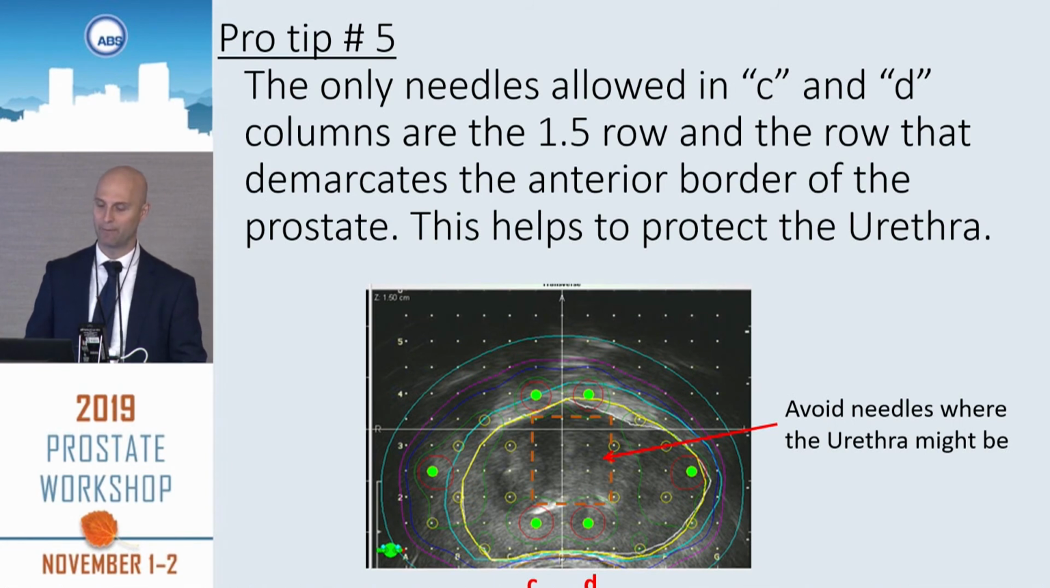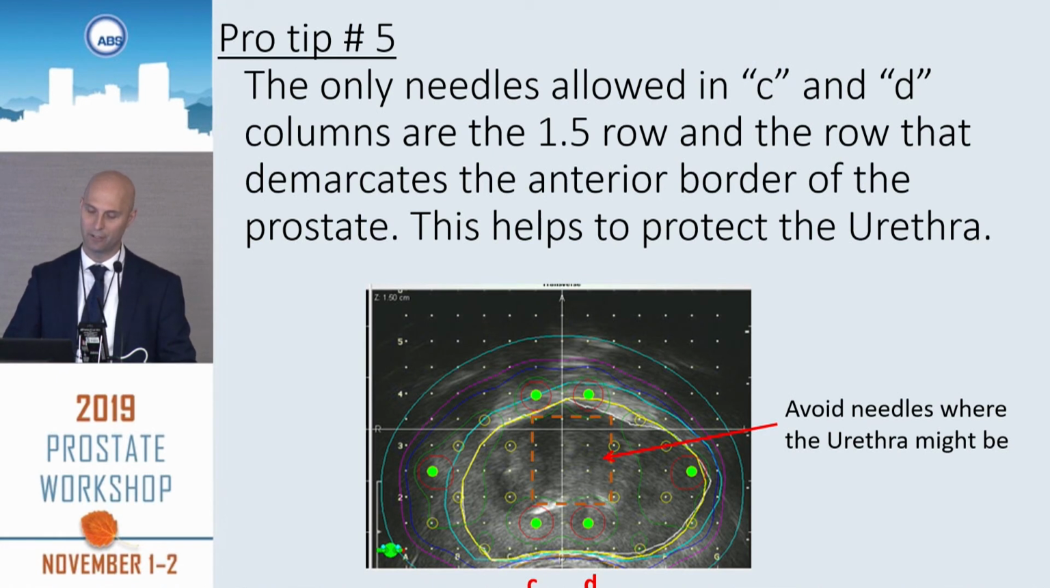Related, pro tip number 5, the only needles that we allow in the little Charlie and little Delta columns are up here at the row that demarcates the anterior border of the prostate, as well as down here where it's below the urethra. And that's to keep this region clear so that we have a nice wide open landing space for the urethra.